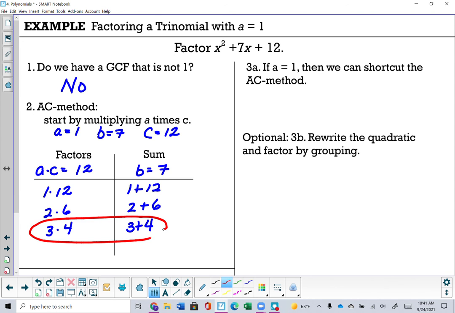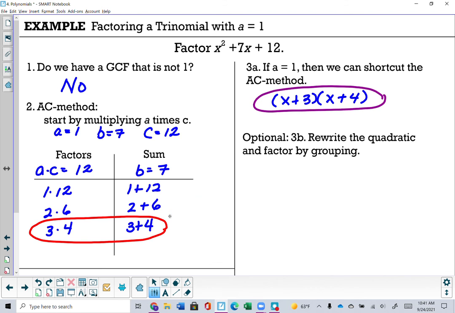Maybe you didn't do all of those and you went straight to the 3 times 4 because you saw it immediately. No worries, that's great. Okay, so if you used the shortcut, you would see immediately this factors into x plus 3 times x plus 4. But if you're still in disbelief, we can go ahead and do the long way.